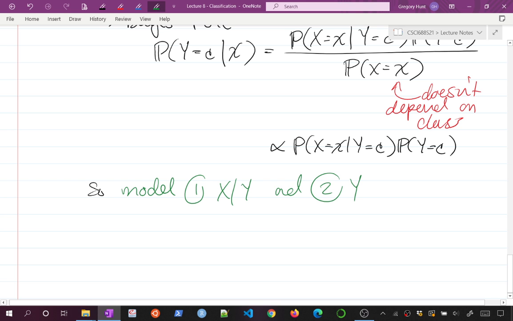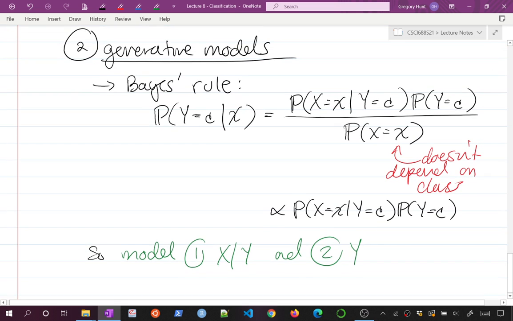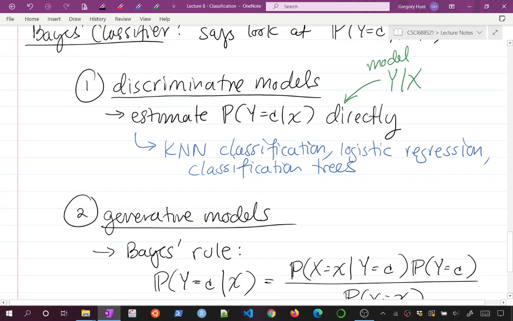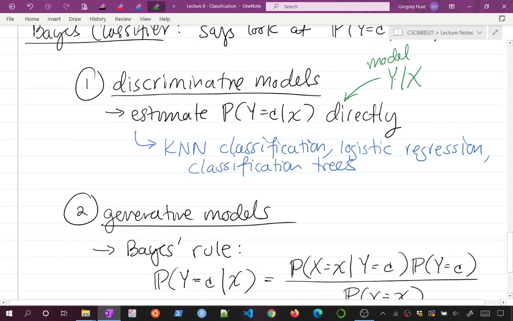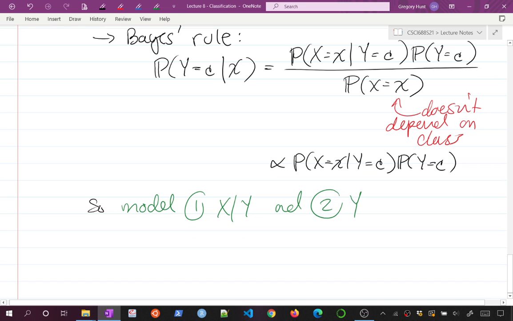And I can use that to reconstruct y given x. But it's a different way of viewing it. These are called generative because in the first case, I'm just directly calculating my probability of y given x. And in the second case, what I'm saying is, this is how I believe the data generates. This is one story you could tell yourself.